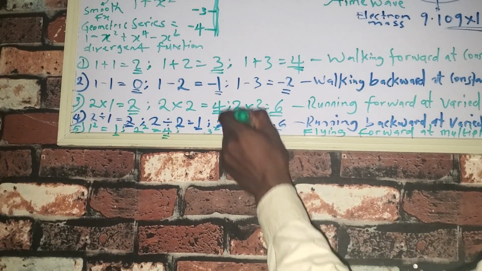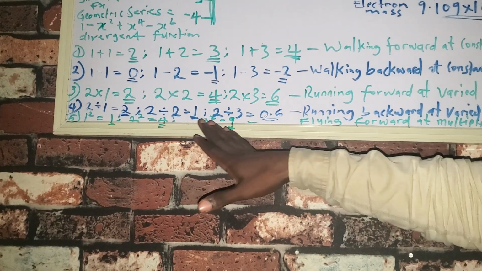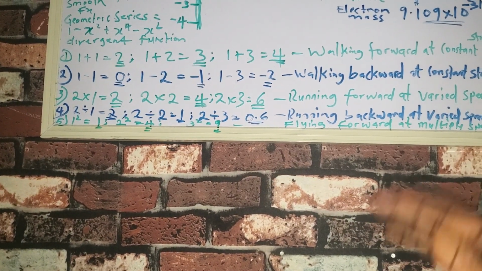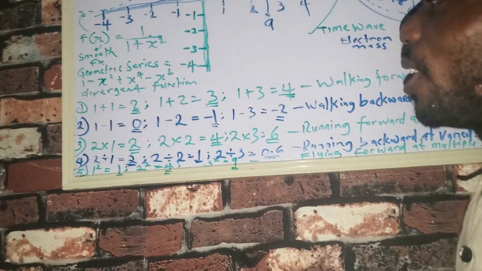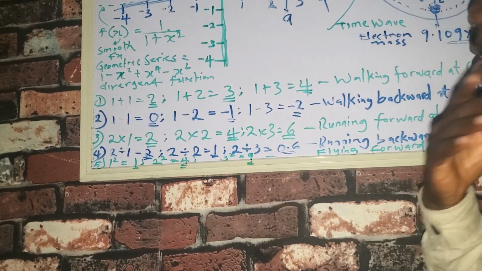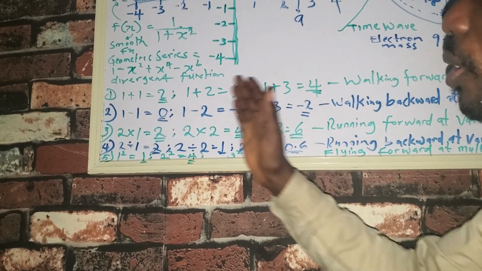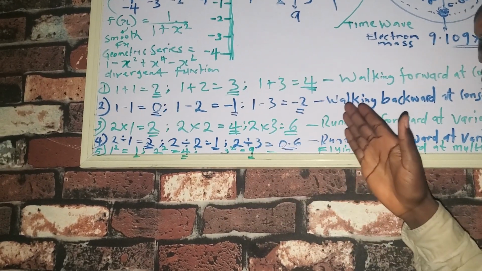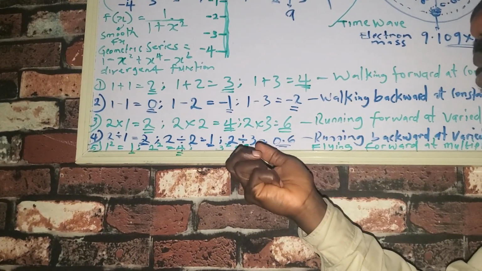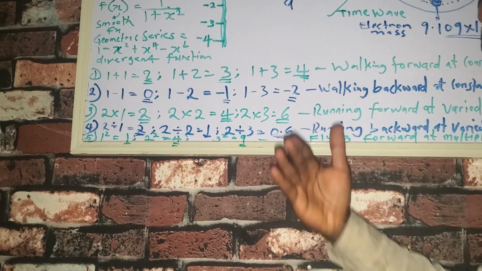Then we have 2 divided by 3. That one is 0.6. Then we have another problem. And one thing I want you to realize is that with the operation of addition, we do not have any problem. But the moment we start with subtraction, we see that we have a problem, and so we have to increase the number system.